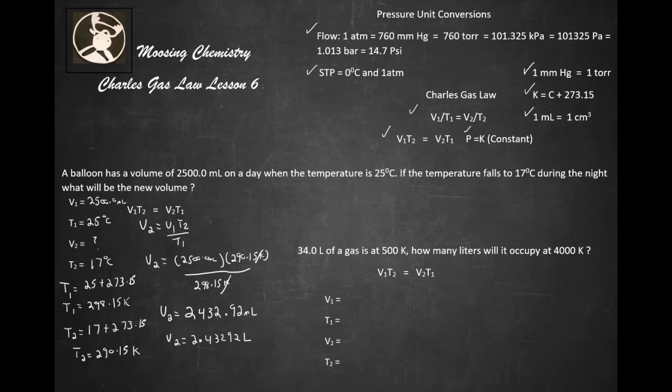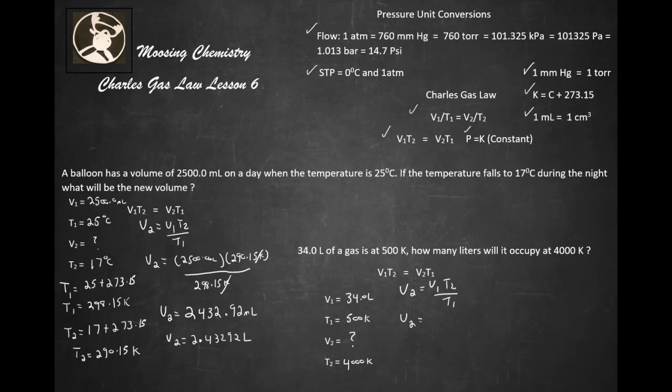34 liters of gas is at 500 K. How many liters will it occupy at 4,000 K? So our T2 temperature is 4,000. Our T1 temperature is 500 K. And our volume 1 is 34.0 liters. So we're looking for V2 again. So we're not doing conversions this time, because it's already in Kelvin. So V2 equals V1 T2 over T1.